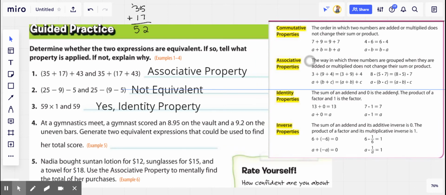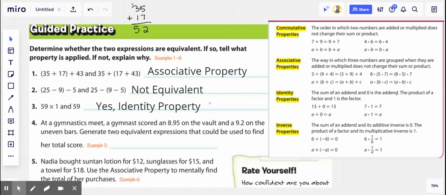At a gymnastics meet, a gymnast scored an 8.95 on the vault and 9.2 on the uneven bars. Generate two equivalent expressions that could be used to find her total score. Okay, so we are working with two numbers here, and we have total score. When we see the word total, what does that mean? That usually means we are adding. Okay, so what are two equivalent expressions that can be used to find a total score? What property can we use?